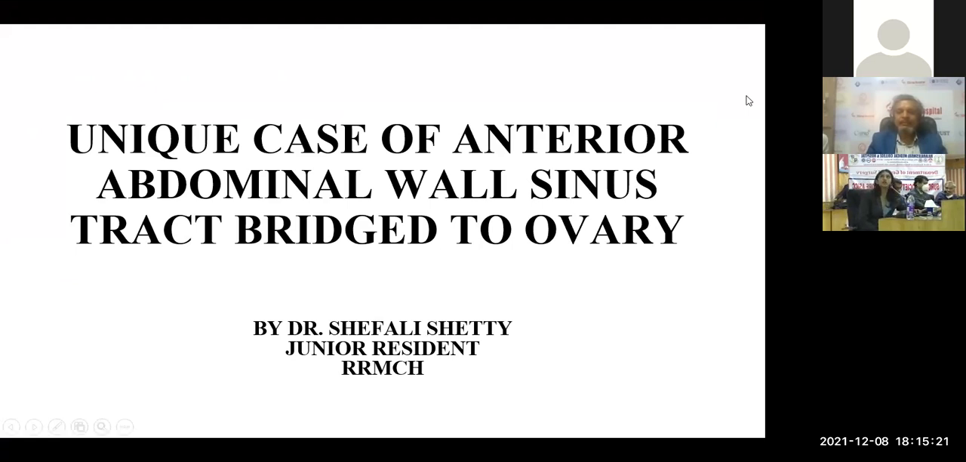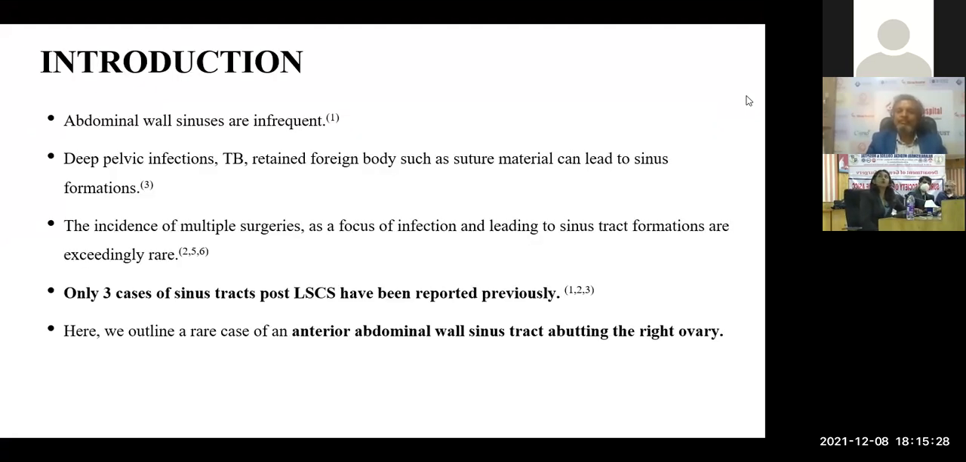Good evening. Today I'll be presenting a unique case of an anterior abdominal wall sinus tract bridging to the ovary. Abdominal wall sinuses are infrequent. Deep pelvic infections, tuberculosis, retained foreign bodies such as suture material can lead to sinus formation. Multiple surgeries as a focus of infection leading to sinus tract formation is exceedingly rare. Only 3 cases of sinus tracts post LSCS have been reported previously. Here we outline a rare case of an anterior abdominal wall sinus tract abutting the right ovary.